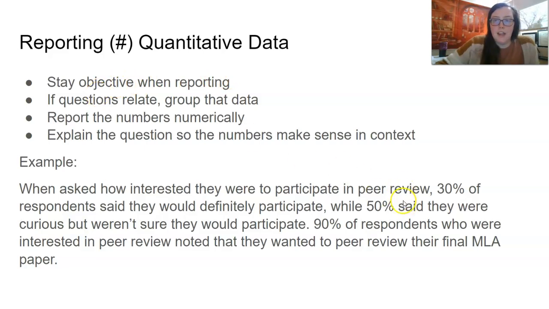I'm noticing that the answers were to the same question, so I'm making sure that I group that information together. I've written the numbers out in number form. And again, we've explained, so it makes sense. Here's another example. 90% of respondents who were interested in peer review noted that they wanted to peer review their final MLA paper. Okay, so again, nothing like they were most excited to peer review their final paper.